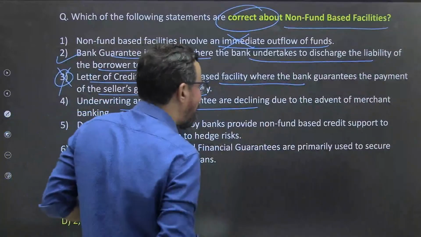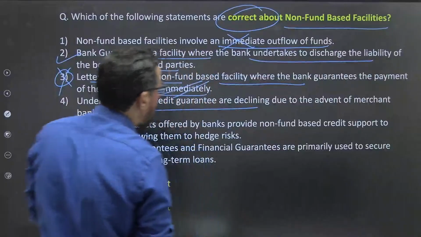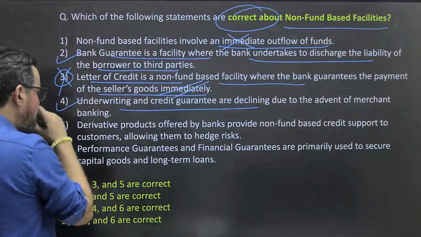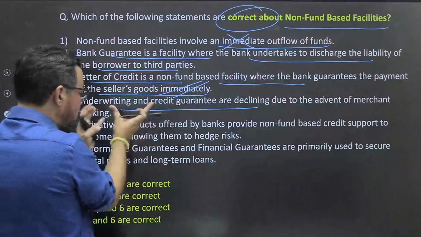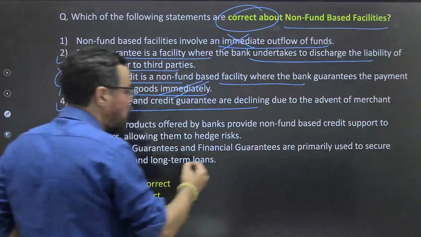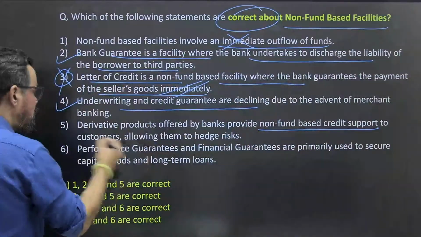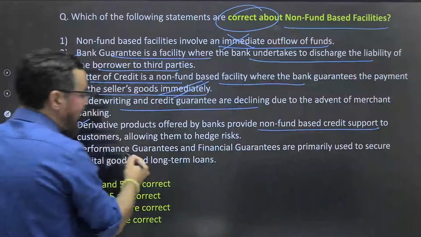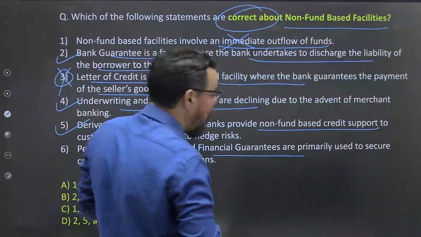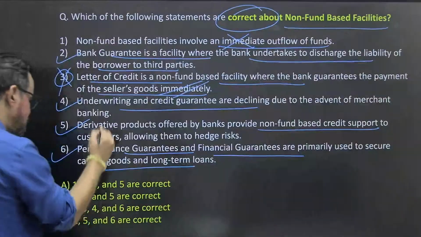Underwriting and credit guarantee are declining due to the advent of merchant banking. True, this is the core business of merchant banking. The derivative product offered by banks provides non-fund based credit support to customers, allowing them to hedge risk. Performance guarantee and financial guarantee are primarily used to secure capital goods and long-term needs.